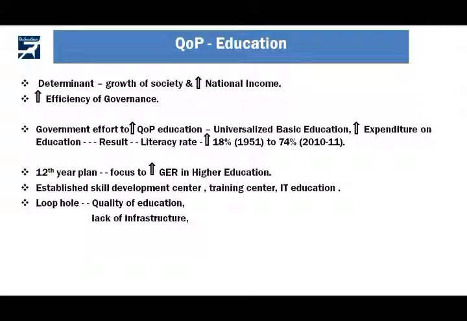Government also increased the expenditure in the education sector from 0.6% of GDP in 1951 to 3% in 2015-16, though it remains stagnant for the past few years because the present ruling BJP government did not increase the expenditure on the education sector. Literacy rate increased from 18% in 1951 to 74% in 2010-11, and that's a huge achievement.